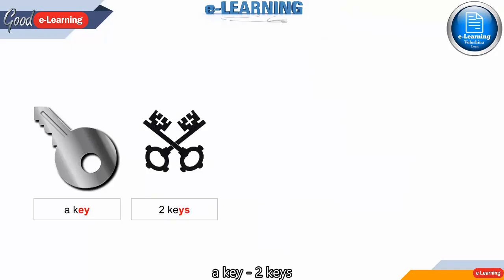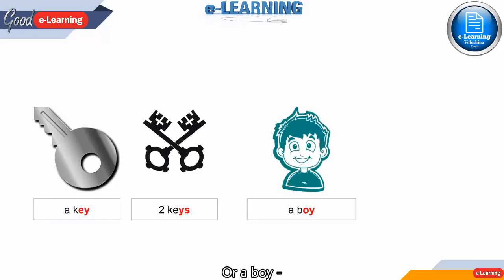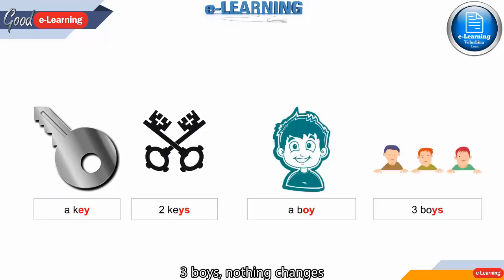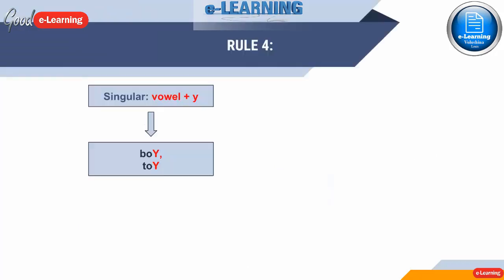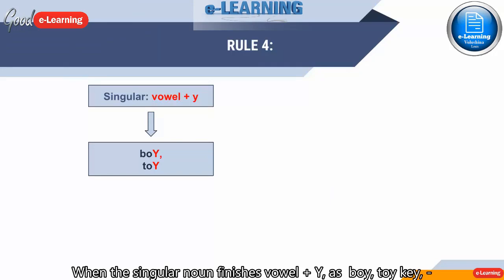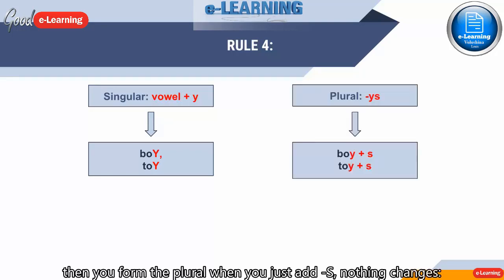A key, two keys. Nothing changes. Or a boy, three boys. Nothing changes. You keep y and just add s. So, when the singular noun finishes in vowel plus y, as boy, toy, key, then you form the plural when you just add s. Nothing changes. Good.